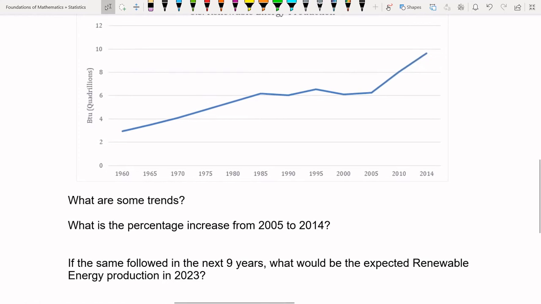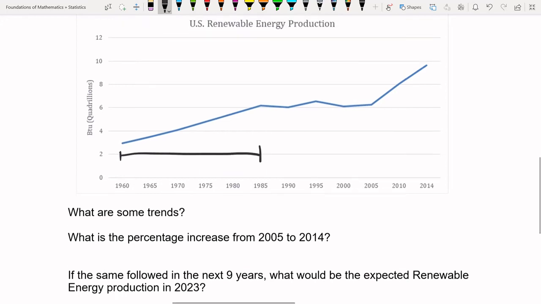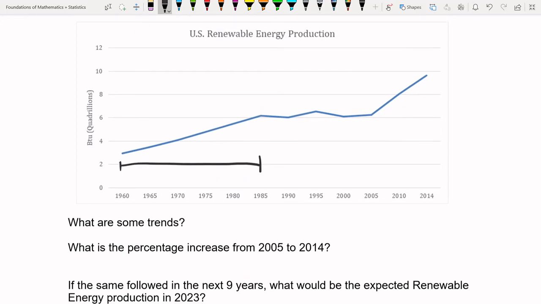You see that from 1960 all the way up to 1985, there was a steady increase. It was getting to be more and more renewable energy production. Then from about 1985 to about 2005, it was pretty level. There was not much increase at all. There were little blips here, but that's pretty steady. But from 2005 on up, this is a pretty big increase. You can see that this increase here is bigger than this increase here.